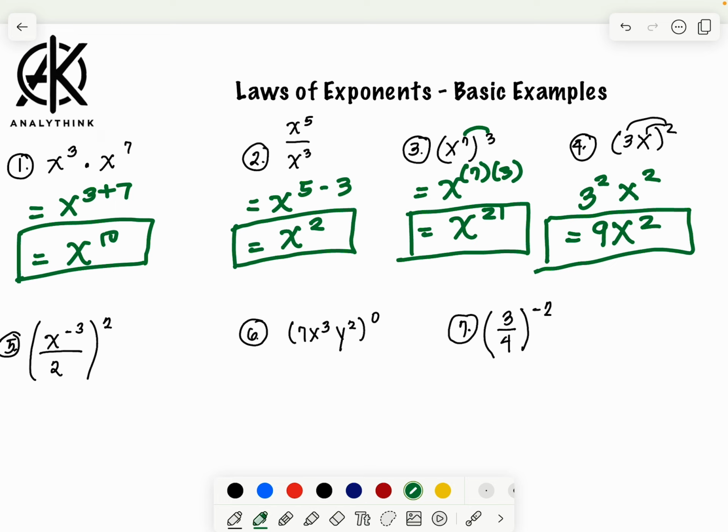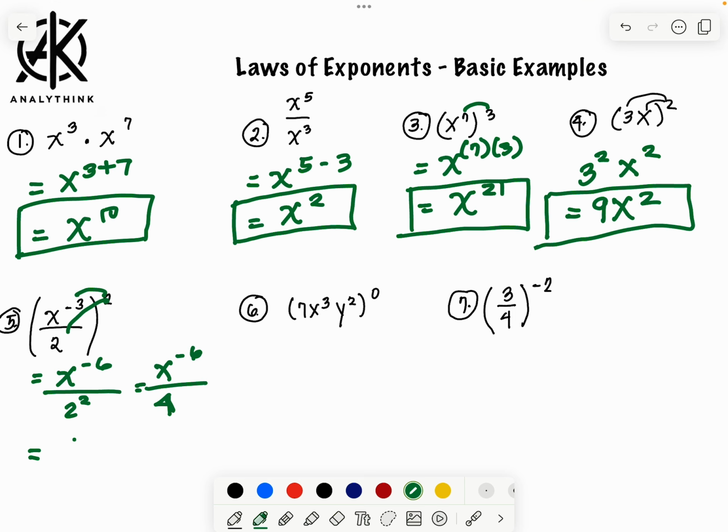Number 5 is an example of power of a quotient rule. According to power of a quotient rule, you can distribute the exponent to the numerator and to the denominator. So this becomes x raised to 2 times negative 3, which is negative 6, and 2 squared is 4. So this is x raised to negative 6 over 4. However, in simplifying a mathematical expression, we shouldn't have a negative exponent. So this becomes 1 over 4x raised to positive 6.